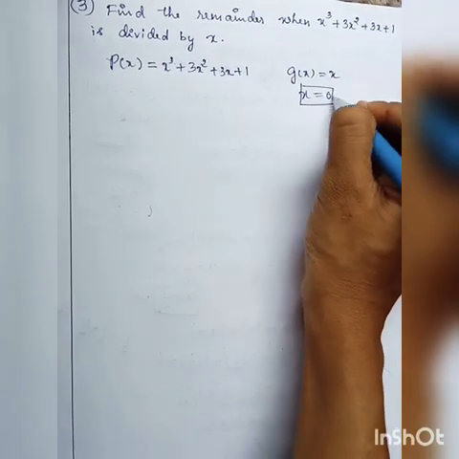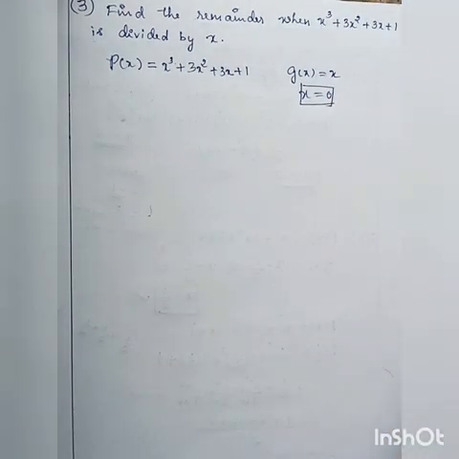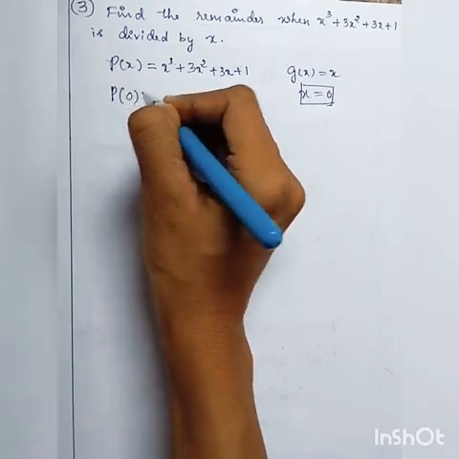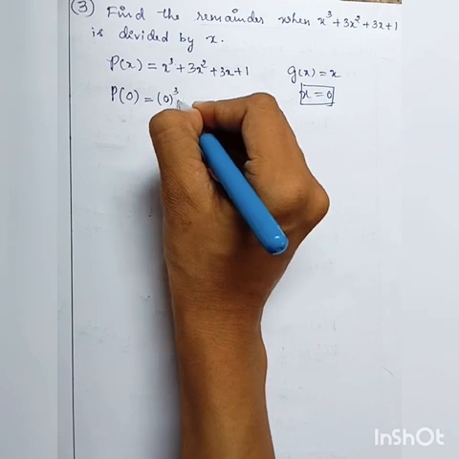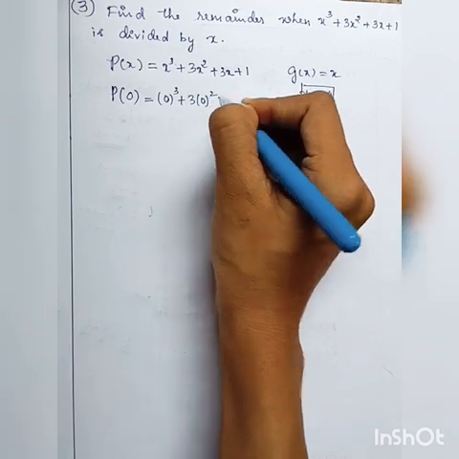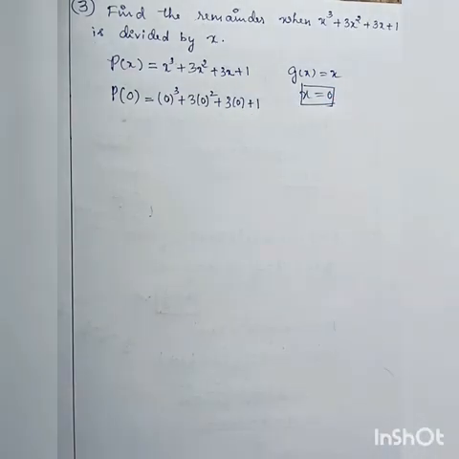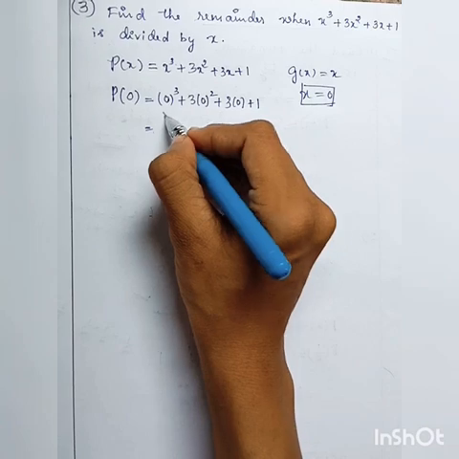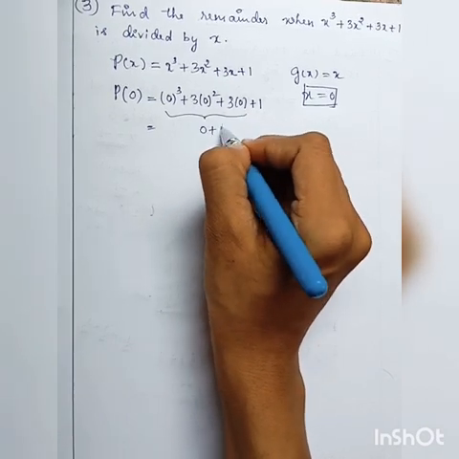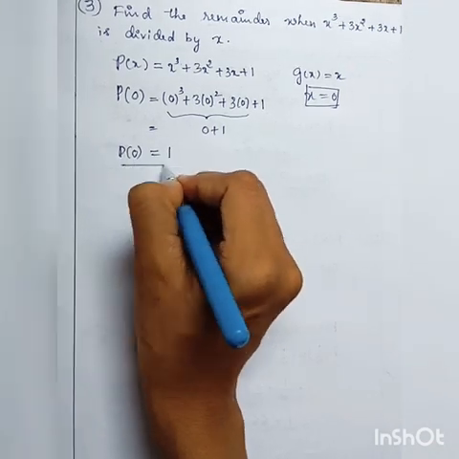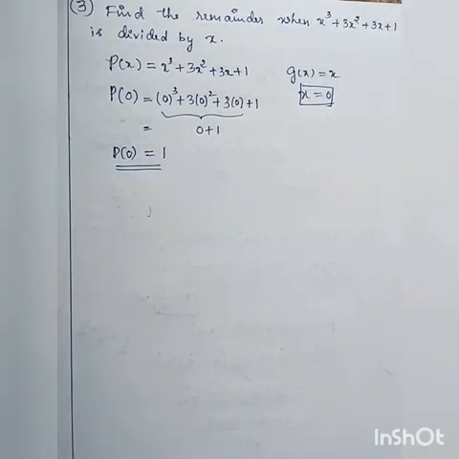So this x value is 0 now, and this 0 we have to substitute in the dividend. So now substitute 0 in the place of x: 0 cube plus 3 into 0 square plus 3 into 0 plus 1. So 0 square is 0 only, correct? So this whole part becomes 0, and this plus 1. 0 plus 1 is plus 1. So P of 0 value is 1. So the remainder is 1. In the same way, we'll solve the next question.